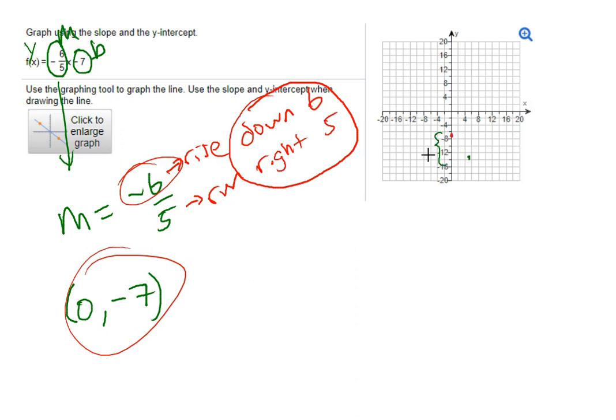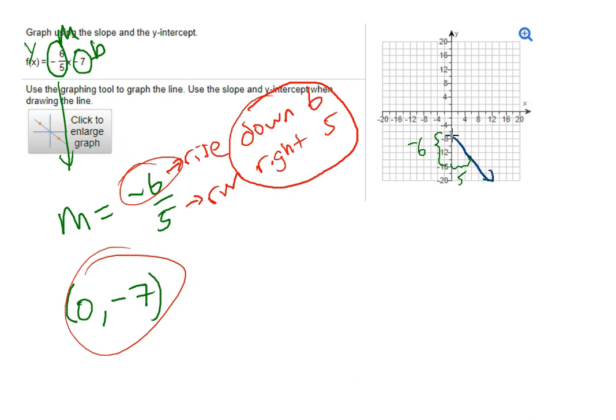Because we're going down 6 right here. So that's negative 6, down 6, and then to the right 5. So it should be at 5 comma negative 13 is where your point should end up, which would be about right there. And then Math Excel automatically draws in the line for you. Let me see how I can do with this freehand. So we'll connect these 2 points with a straight line.